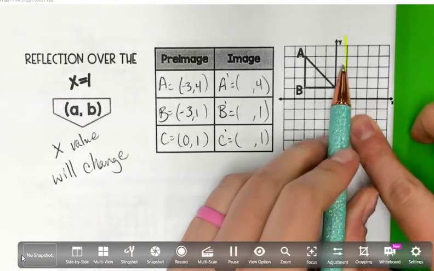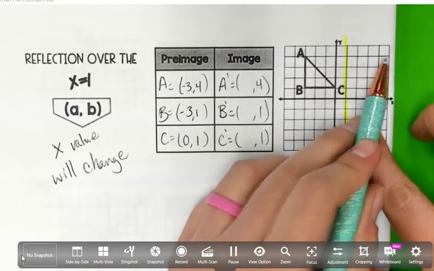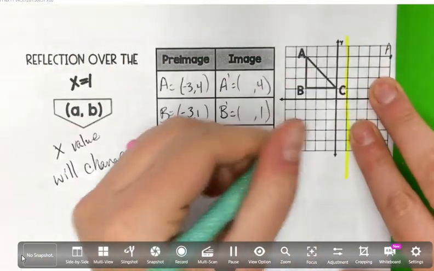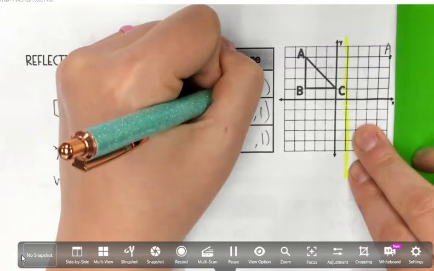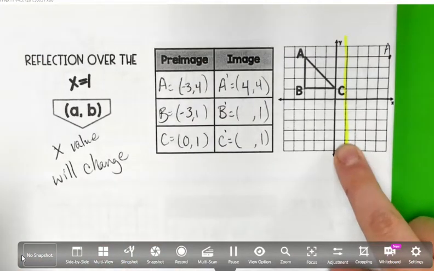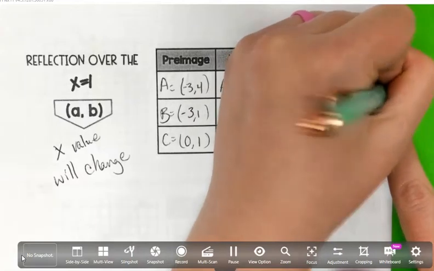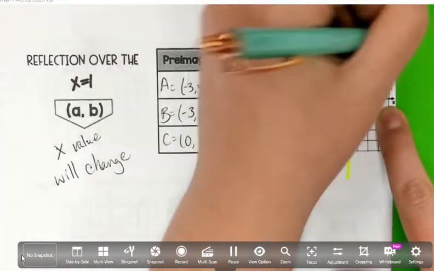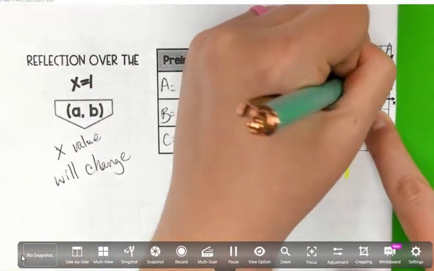So we have A is 1, 2, 3, 4 to the left. Now it's going to be 1, 2, 3, 4 to the right. So it now becomes 4, 4. And then B is 4 to the left. Now it's going to be 4 to the right. C is 1 to the left. Now it's 1 to the right. And we have our triangle flipped over.